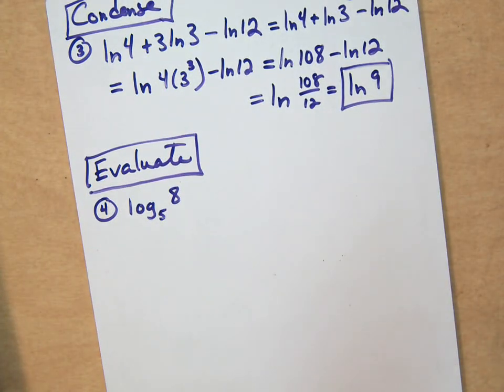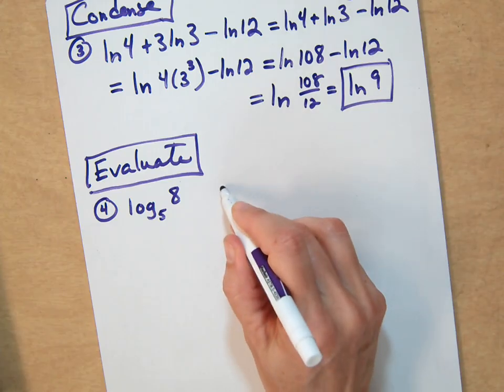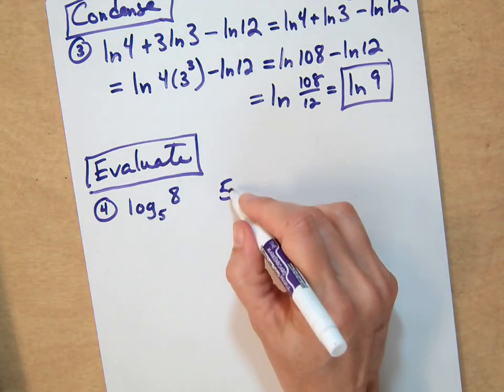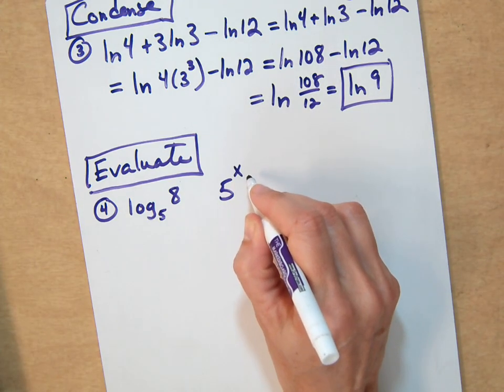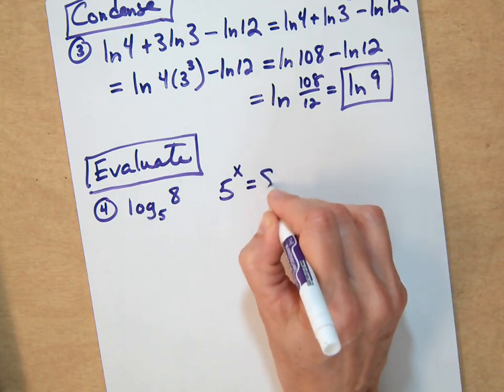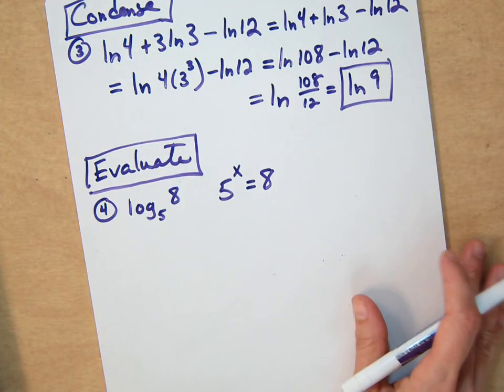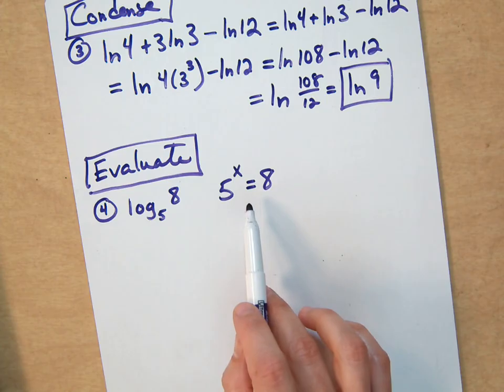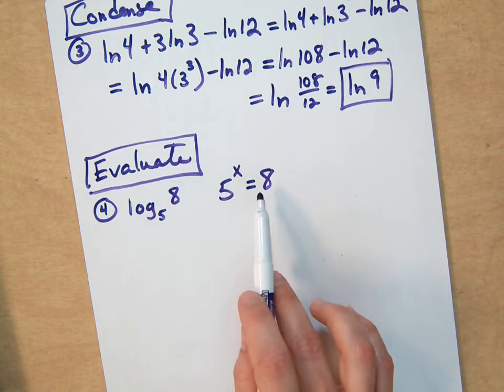So you've noticed that there is no base 5 button on your calculator. But tell me in a sentence what this means, what it's asking when it says log base 5 of 8. Awesome. 5 to the what power equals 8. You should be able to write out that expression. That's logarithmic, this is exponential. You should be able to go back and forth.